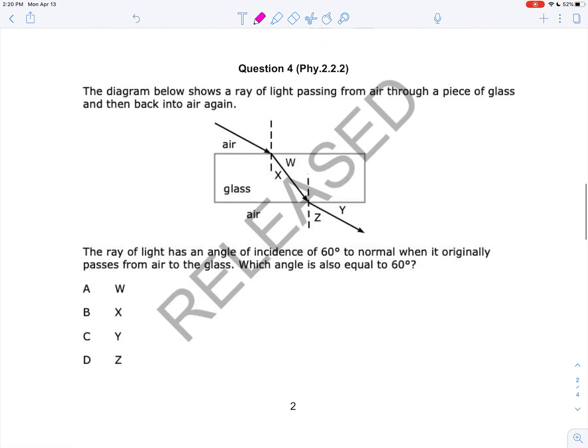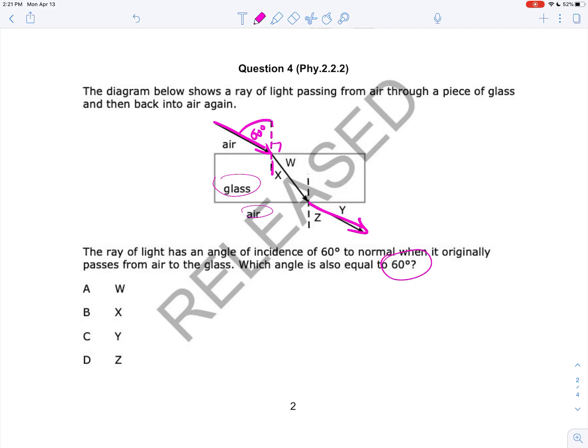Number 4. The diagram below shows a ray of light passing from air through a piece of glass and then back into air again. And it says if the angle of incidence, this is your angle of incidence, it's the angle between the incident ray and the normal. The normal is this dotted line that's at 90 degrees to our surface. Now if you look at that diagram, if the light goes in from the air into the glass and then it comes out into the air again, and when it comes out it's going the exact same direction it was going before, they're saying which other angle is also equal to 60 degrees.